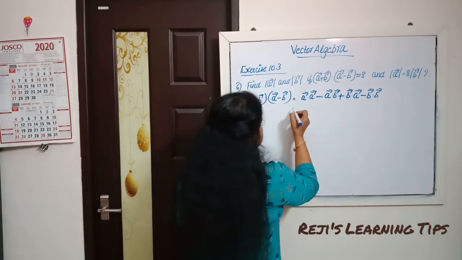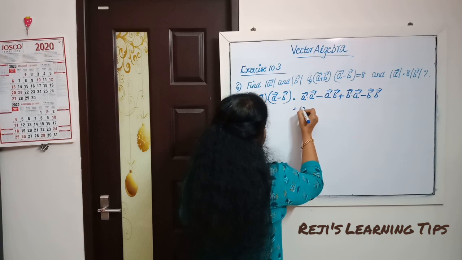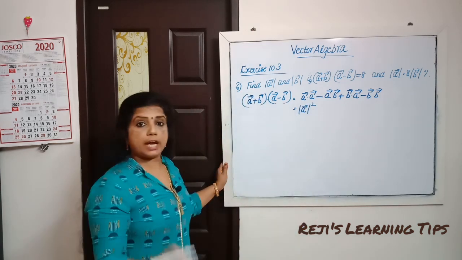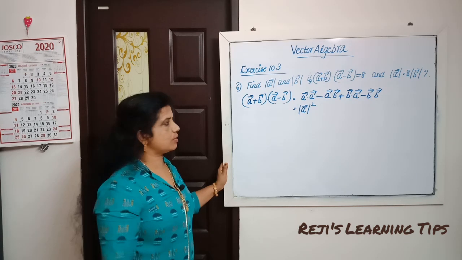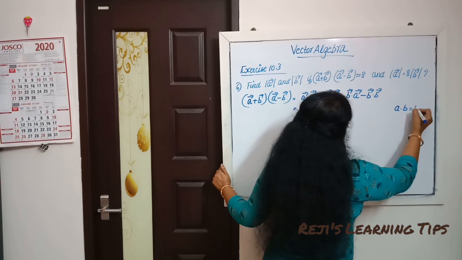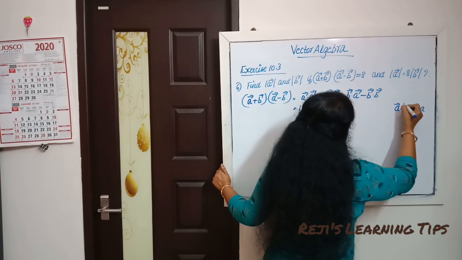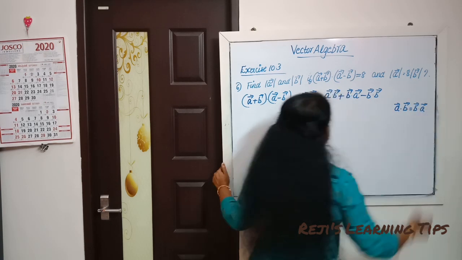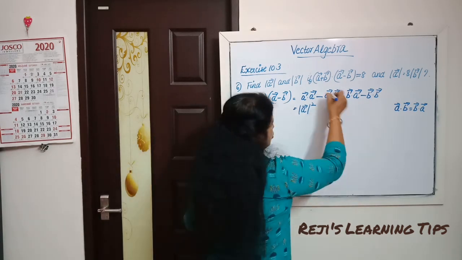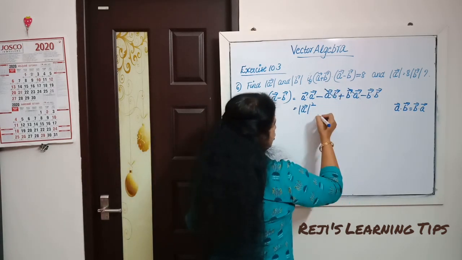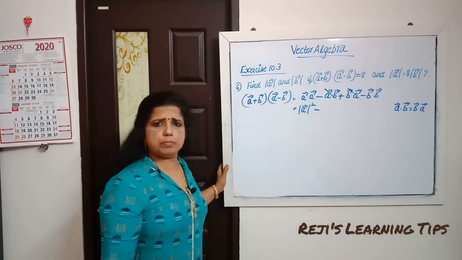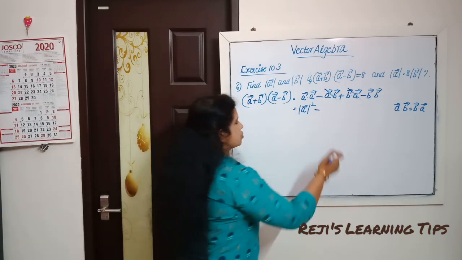A dot A means modulus of A square. Then you know A dot B is equal to B dot A because the dot product is commutative in nature. So we can cancel minus A dot B and plus A dot B, then we will get minus B dot B. What is B dot B? Correct, modulus of B square.